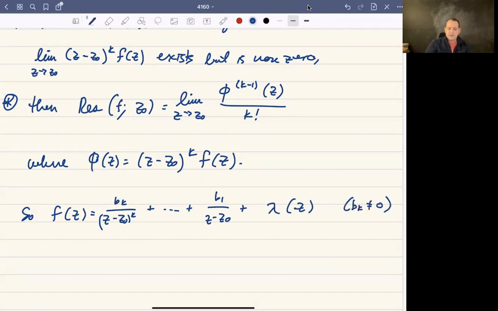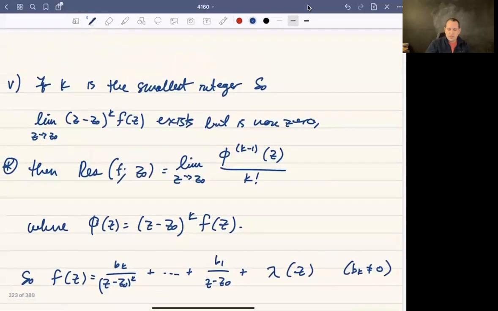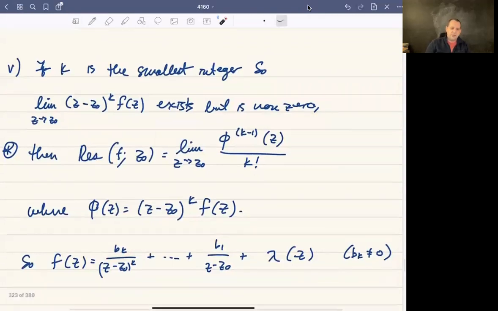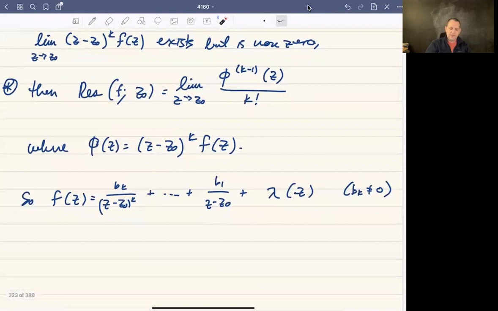I know it's non-zero because we assumed that in the hypothesis, right? The place where we assumed it is that we assume that this limit is non-zero. So if you multiply both sides of this equation by (z minus z naught) to the k, you end up with b sub k, and therefore by assumption that's going to be non-zero. So this really is when you have a function that has a pole of order k.